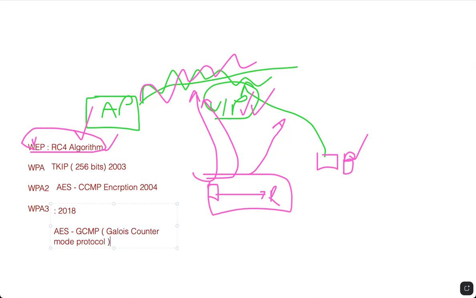No one will be able to break it because they increased the size of the key in GCMP, better than the CCMP. So it was more secure. If someone wants to break it, it might take 50 to 60 years. So whatever algorithm we are using, in RC4, it is the weakest algorithm. They went with TKIP, which is Temporal Key Integrity Protocol. It was secure, but intruders were able to break it easily.